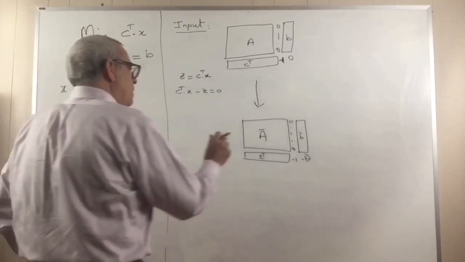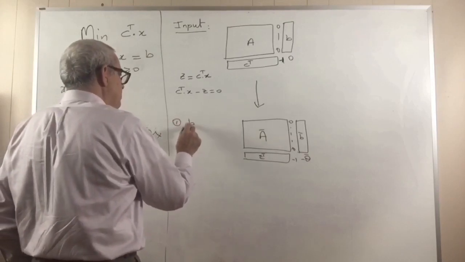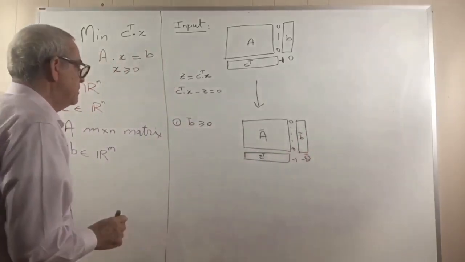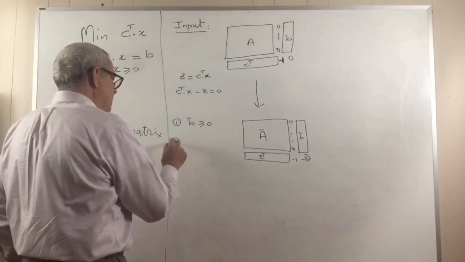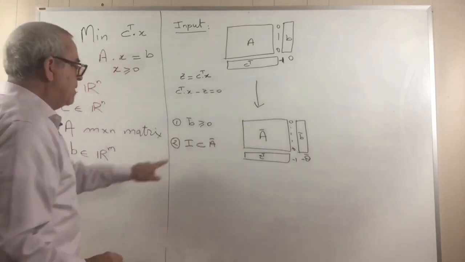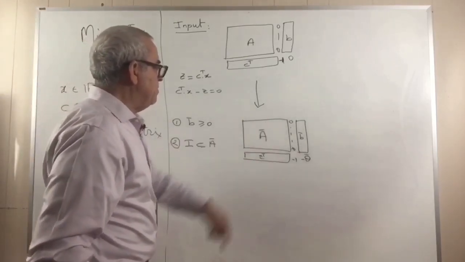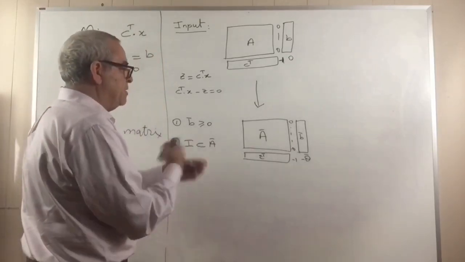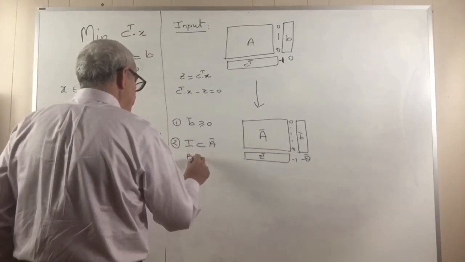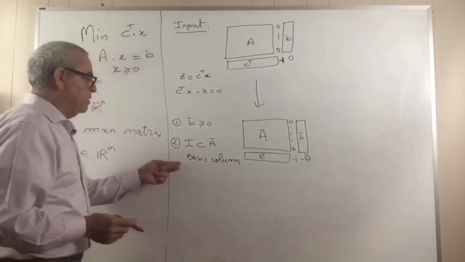But this form right here has three properties. One is that B bar is greater than or equal to 0. Every entry in the right-hand side is greater than or equal to 0. The second property is that the identity matrix is in A bar. The columns of the identity matrix, remember the 1, 0, 0, then 0, 1, 0, and so forth, are somewhere in here in A bar, all of them. Not in the same order, but they are somewhere in here. Those will be called basic columns, and the other columns will be called non-basic columns.